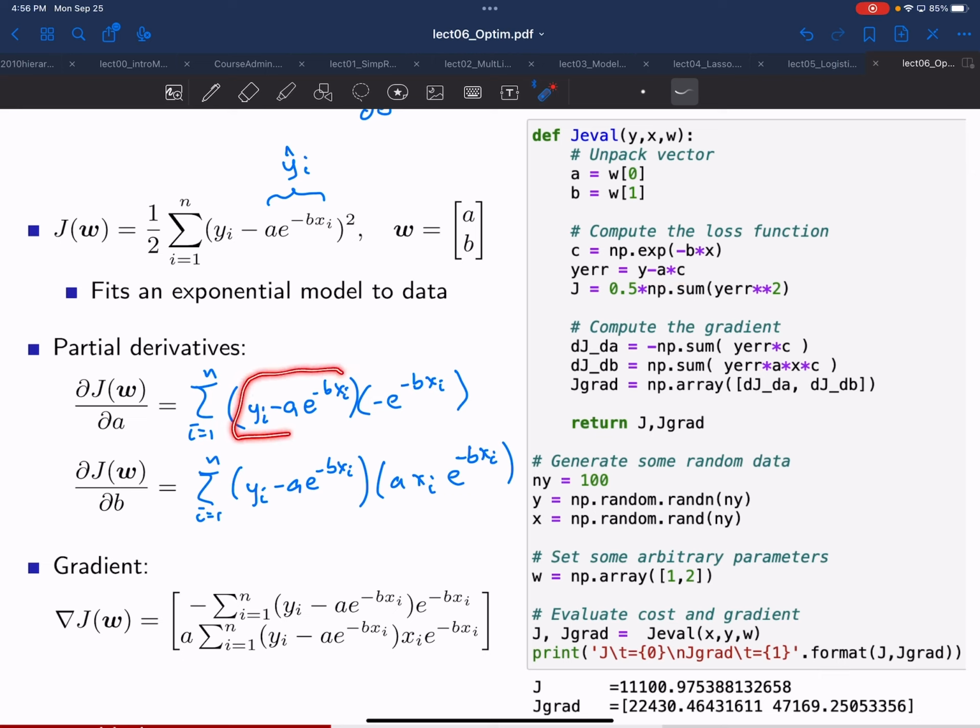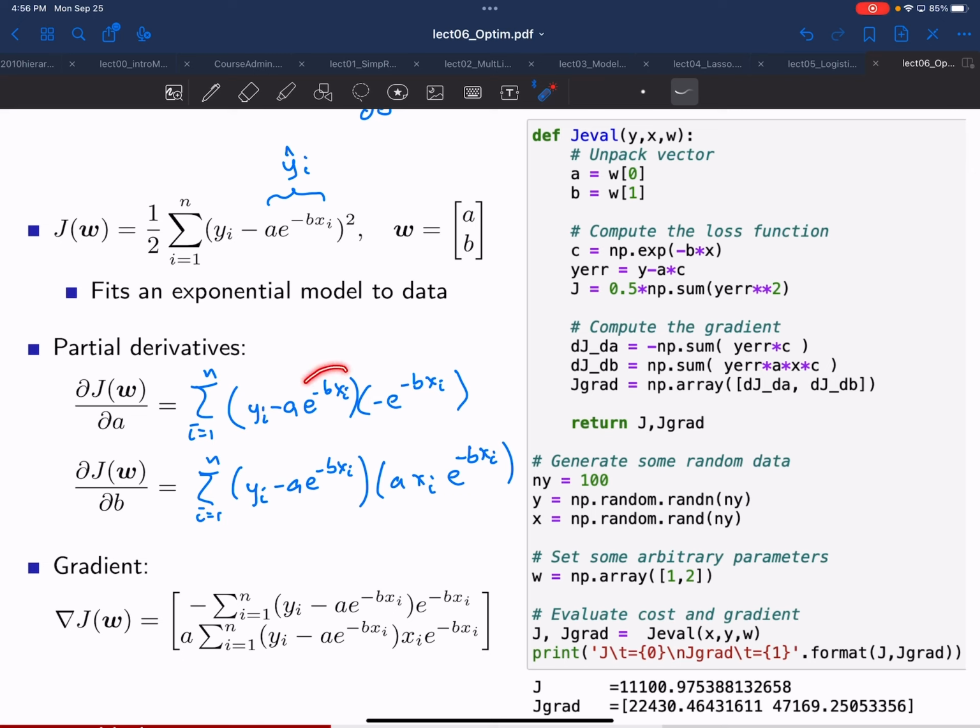So this is a scalar, right? But we don't want to do for loops. You never want to do a for loop if you don't have to. So you don't want to implement the sum in a for loop. You want to use vector operations. So we can imagine that this is a whole vector of things here.